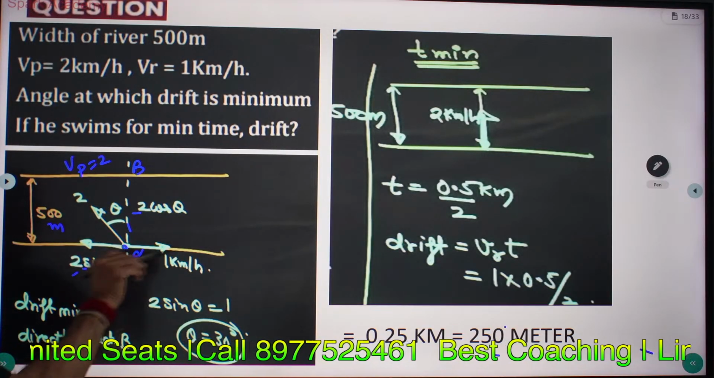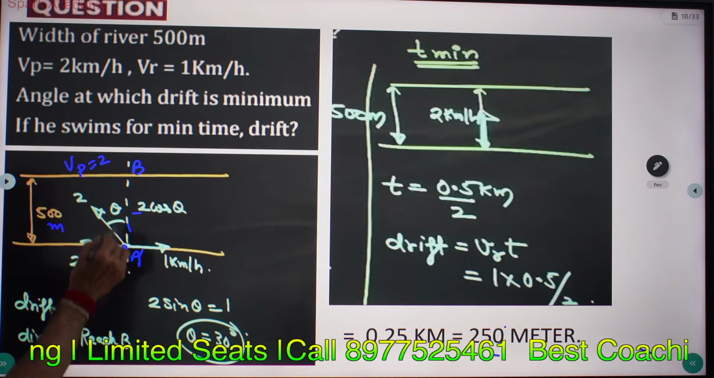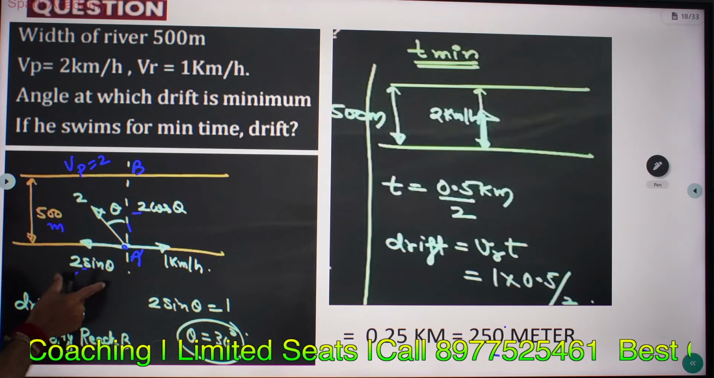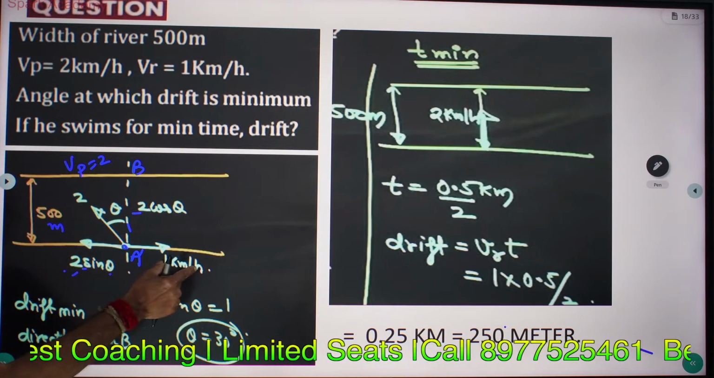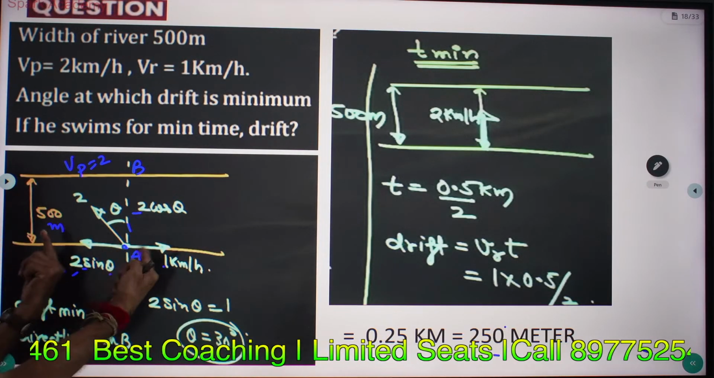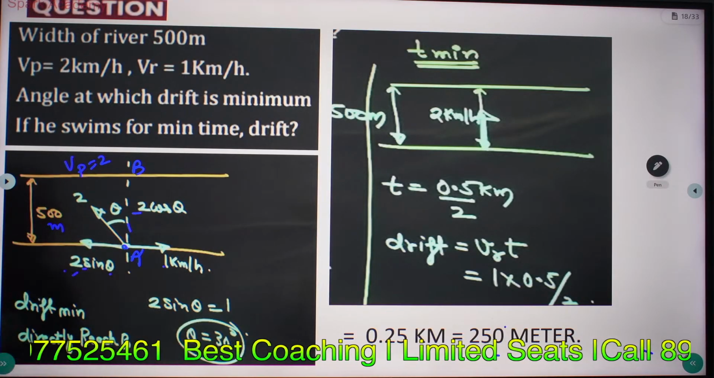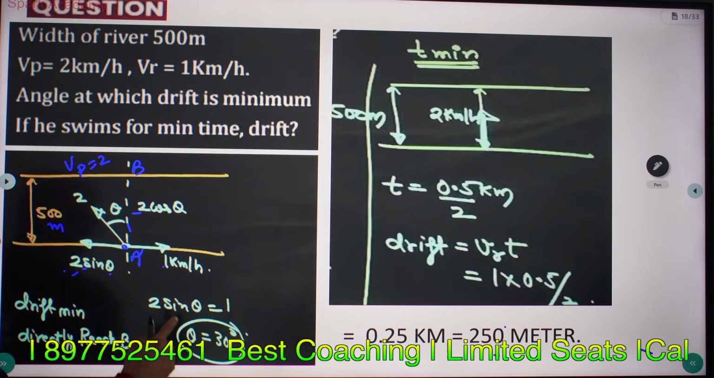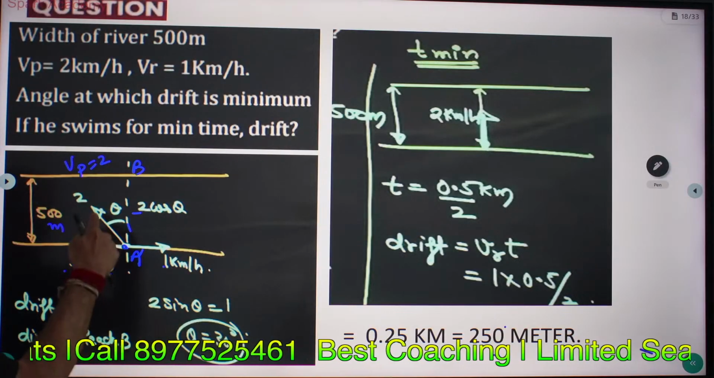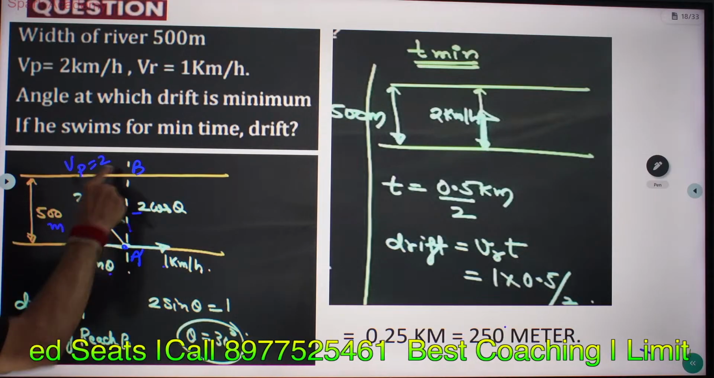And the velocity of river is 1 kilometer per hour in the x direction. For the man to reach from A to B, there should not be any net horizontal velocity. In that situation, this 2 sin theta should be equal to 1 kilometer per hour, if these two vectors are equal and opposite. So there is no net velocity in the x direction. So 2 sin theta is equal to 1, sin theta is equal to half, theta will be 30 degree. So at 30 degree angle, the boat has to start to reach from A to B in minimum time.